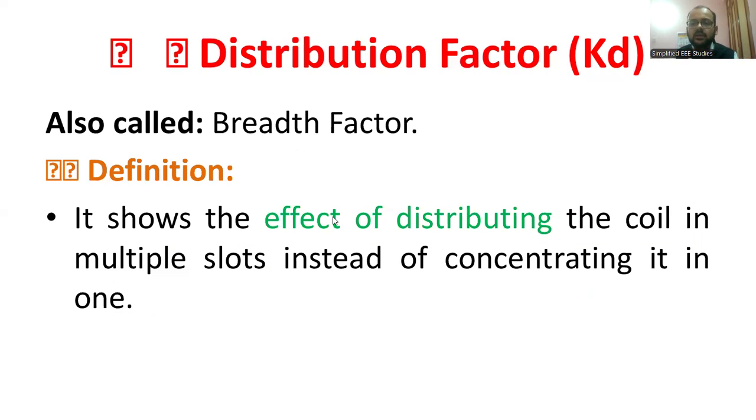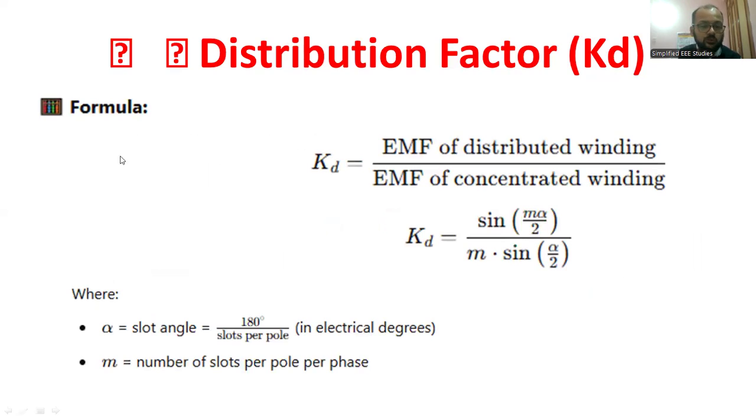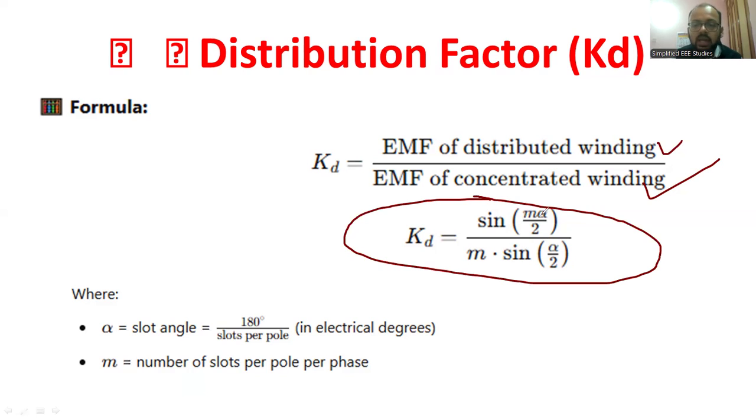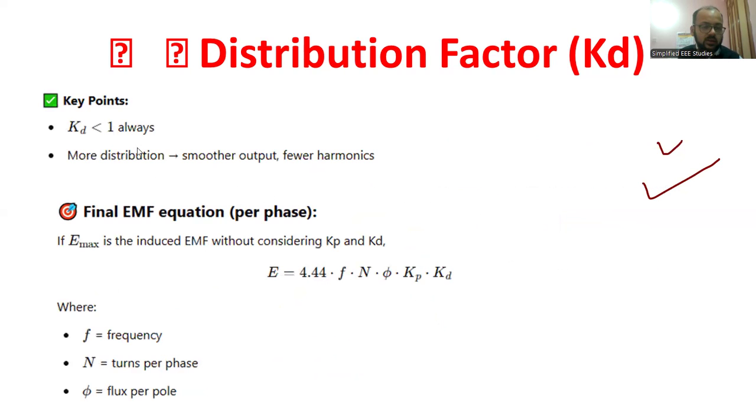Distribution means spreading or separation; it measures the effect of distribution of the coil. Basically, it is the ratio of EMF of distributed winding divided by EMF of concentrated winding. You can write the equation in this form: sin(m alpha by 2) divided by m into sin(alpha by 2), which is used for all types of machine design. Where alpha is known as slot angle, it is a ratio of 180 degrees upon slots per pole, in terms of electrical angle. If I want, I can convert it in terms of mechanical angle. Where m is the number of slots per pole per phase. This point you are supposed to remember. So this is regarding the distribution factor.